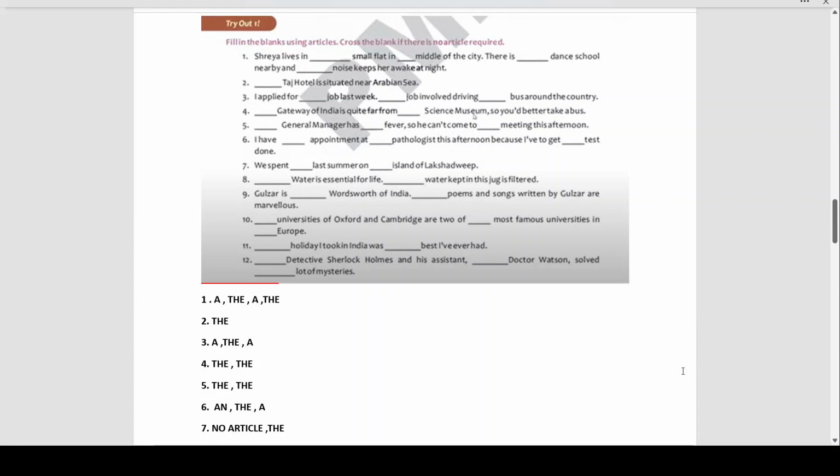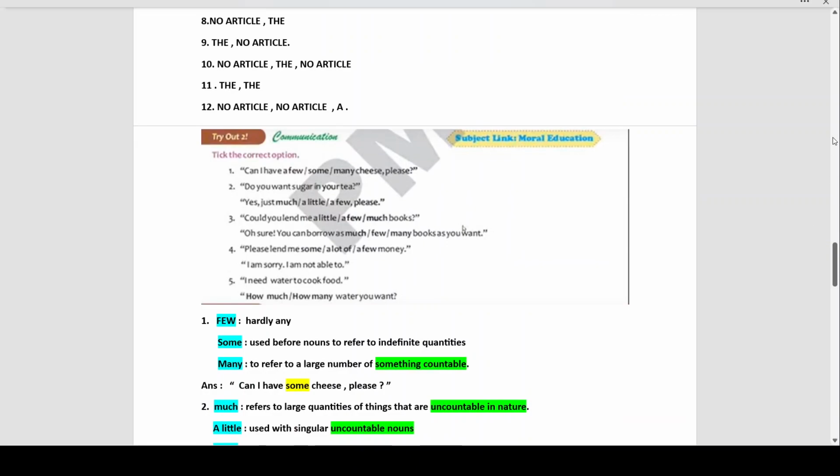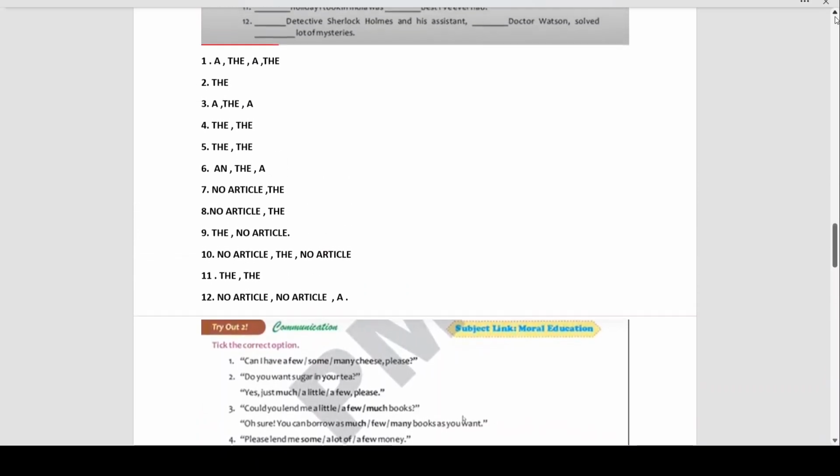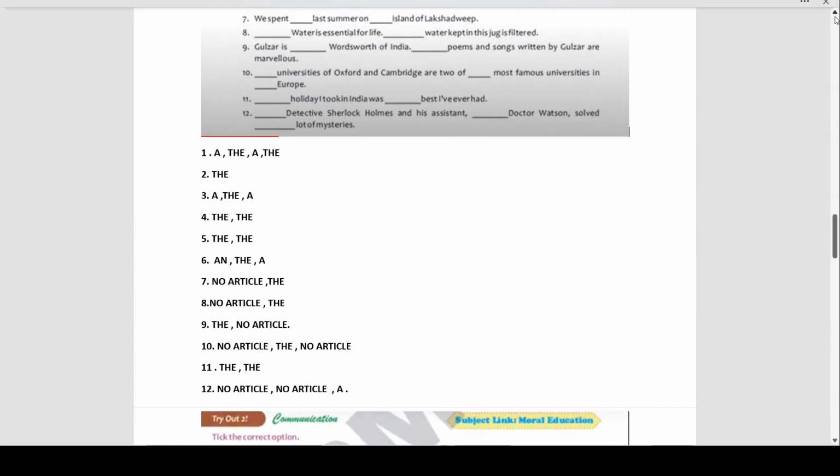Next, number seven. We spent last summer on the island of Lakshadweep. There will be no article before last summer because, like we said, certain things omit articles, like last summer, previous day, these all we don't use articles. We spent last summer on the island of Lakshadweep because we know where we spent it. There is a definite island of Lakshadweep. We have spent our last summer there, so we know definitely. So we use the definite article the over there.